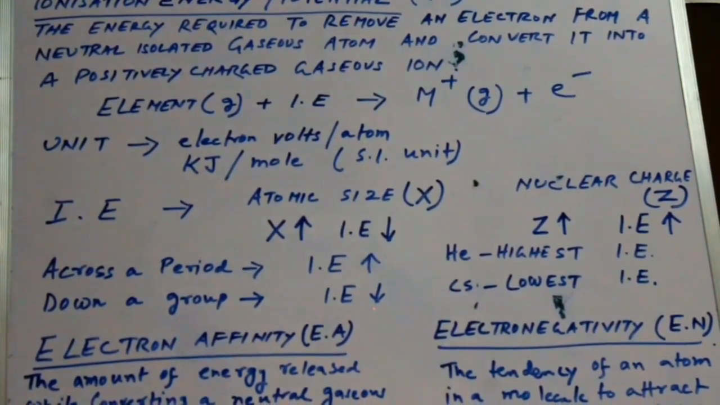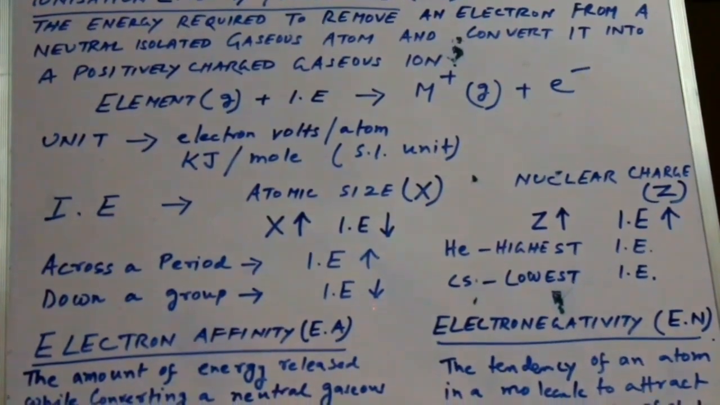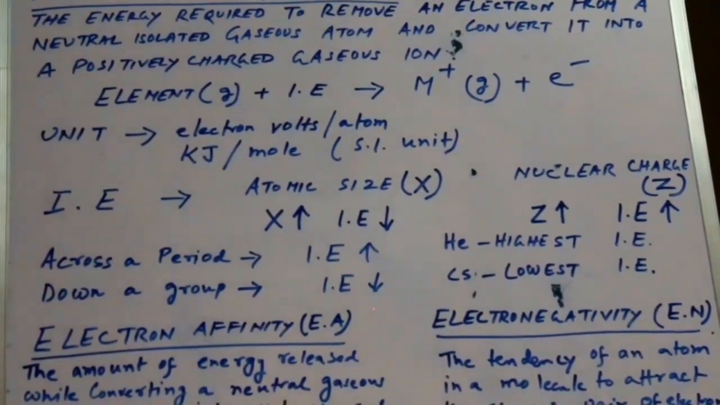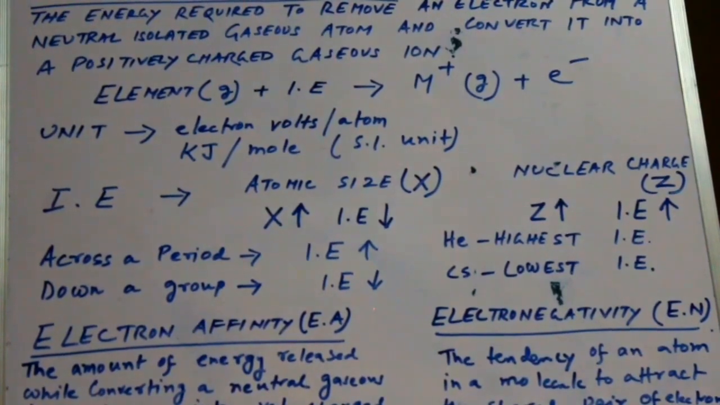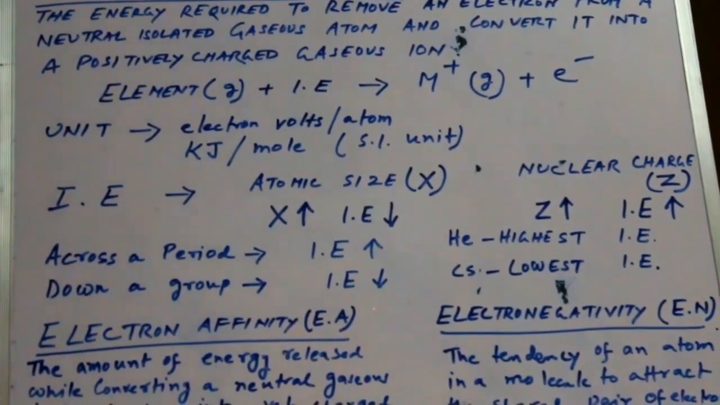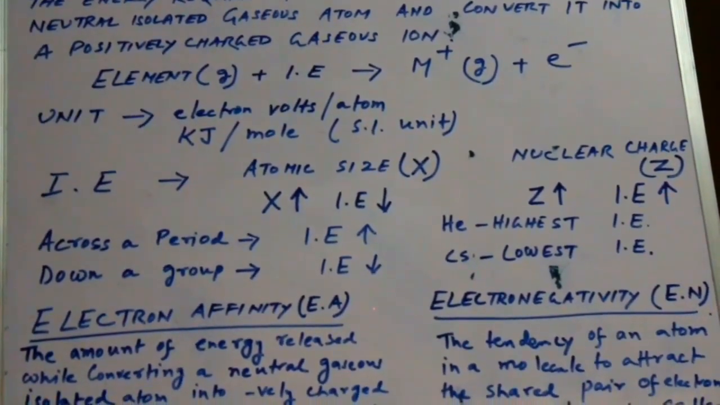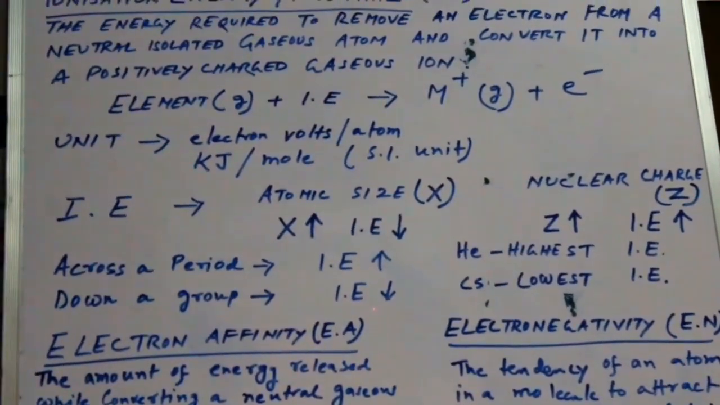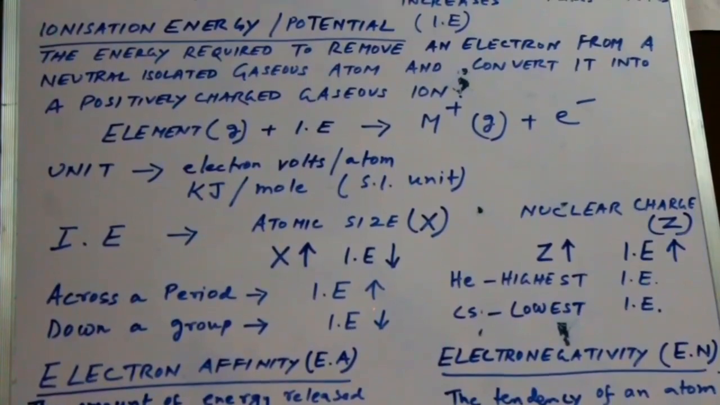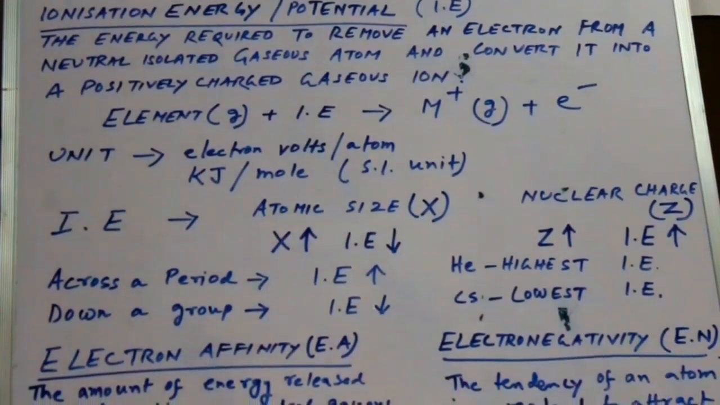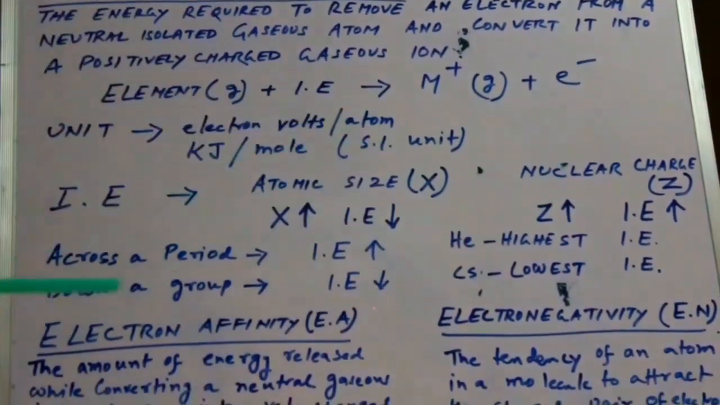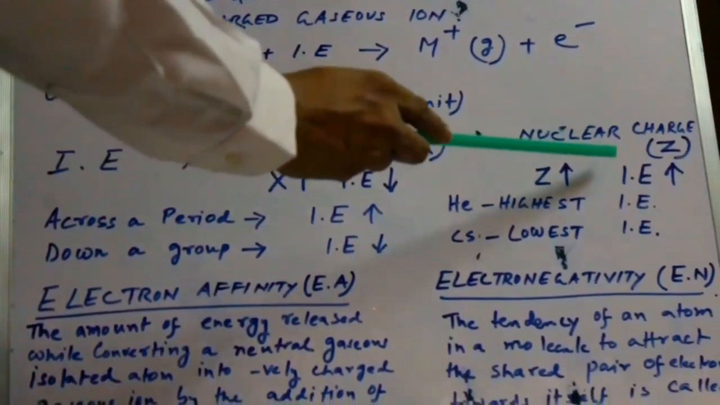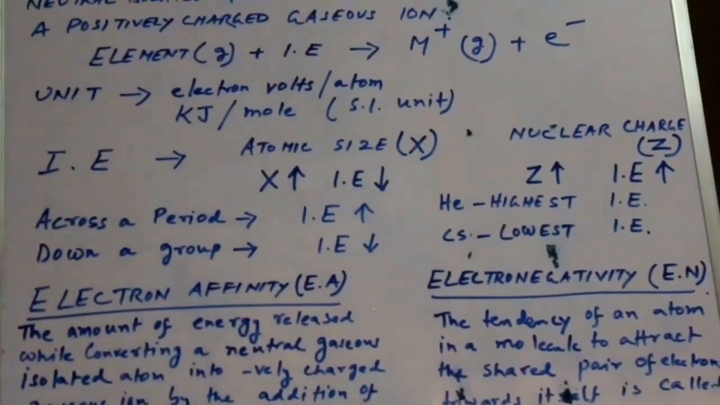Nuclear charge is the amount of proton charge within the nucleus, or we can say the number of protons within the nucleus. If it is more, then the nuclear charge will be more, and if the number of protons within the nucleus is less, then the nuclear charge will be less. So if Z is more, that means the nuclear charge is more, then ionization energy will be more.